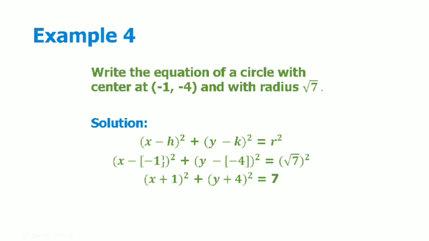And then, simplify x minus -1. This becomes x plus 1. And then y minus -4. This becomes y plus 4. So our final equation is the quantity (x plus 1) squared plus the quantity (y plus 4) squared equals 7.